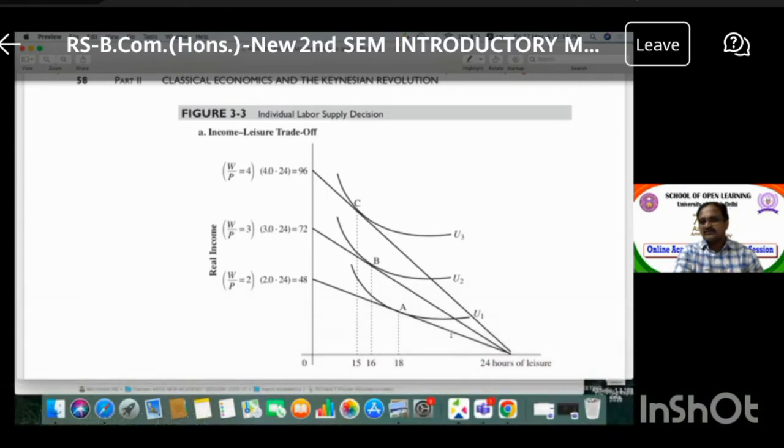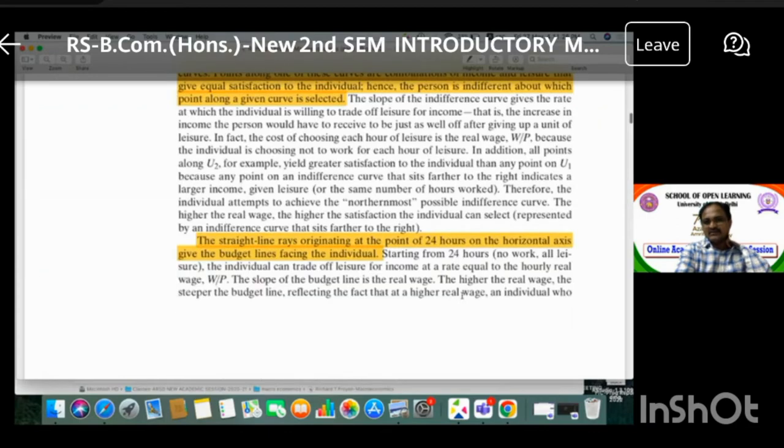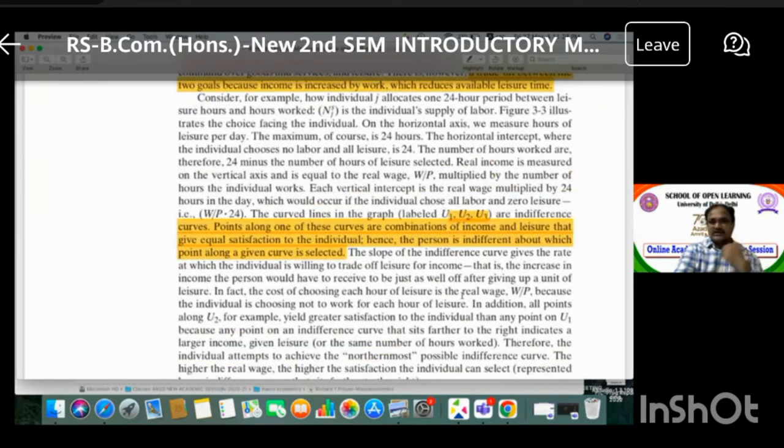Between income, working hours and leisure hours, how is his real income or wage rate determined? Suppose, for example, U1, U2, U3 are his indifference curves, which people may have studied in microeconomics. Look at the explanation here, in figure 3.3.